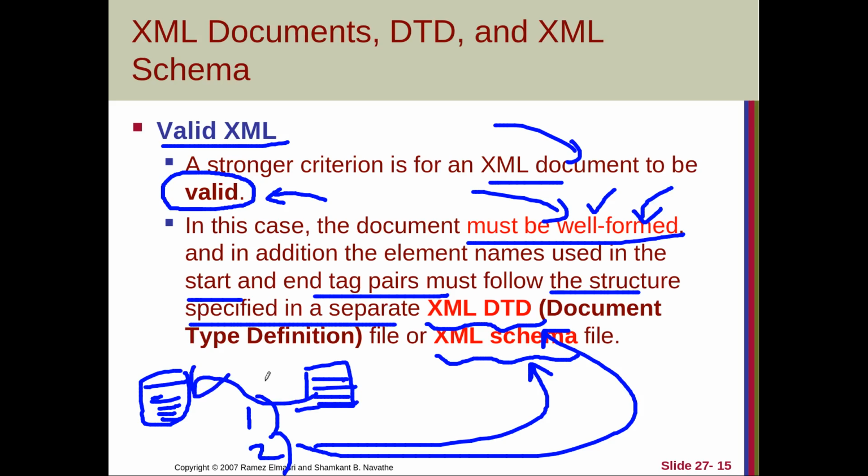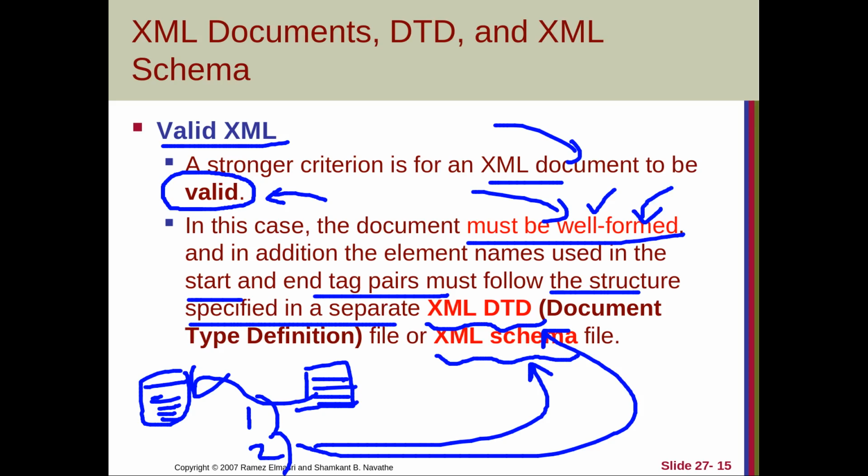So what is the difference between well-formed XML and valid XML? Well-formed XML has only two conditions. The first condition is it must have an XML declaration. The second point is it must follow all the syntactic rules. It must follow the basic syntax of writing an XML document like start tag, end tag, proper pairing, root tag, and the proper ending of the root tag, etc.